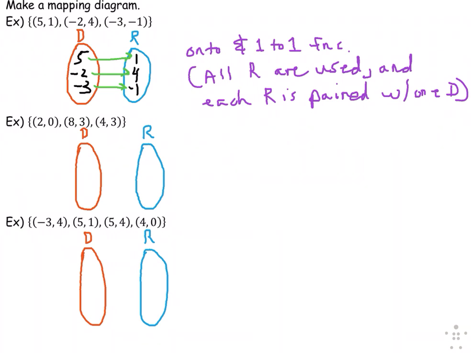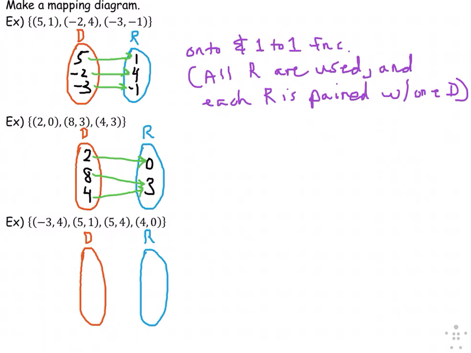Looking at the next example, the independent numbers are 2, 8, and 4 as the domain, and the dependent 0, 3, and 3 for the range. So I've placed those values in their proper location in the mapping diagram. 2 maps to 0, 8 maps to 3, and 4 maps to 3.